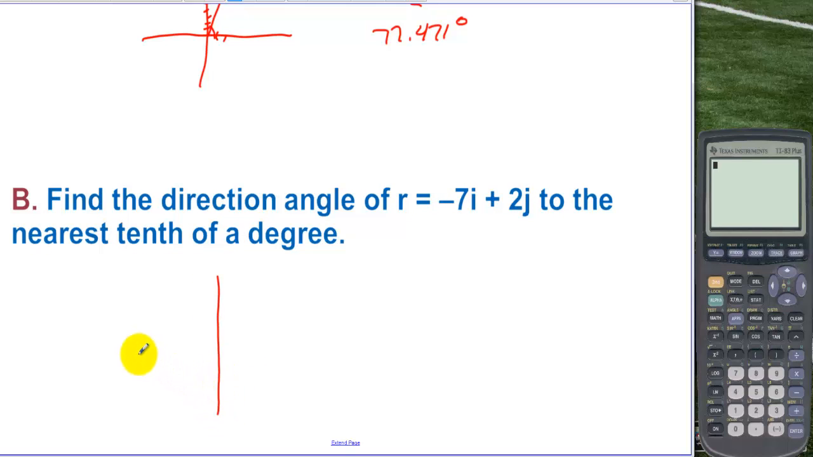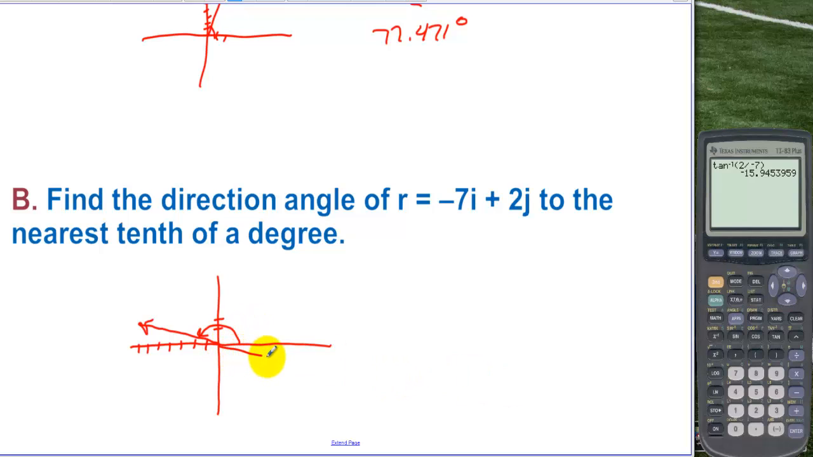Find the direction angle of r equals negative 7i plus 2j to the nearest tenth of a degree. Let's plot this point. Let's get an idea of where this point is. 1, 2, 3, 4, 5, 6, 7, negative 7, 2. So this vector is sitting over here, and we want that angle right there. Let's take the inverse tangent of 2 divided by negative 7. And we get negative 15 degrees.